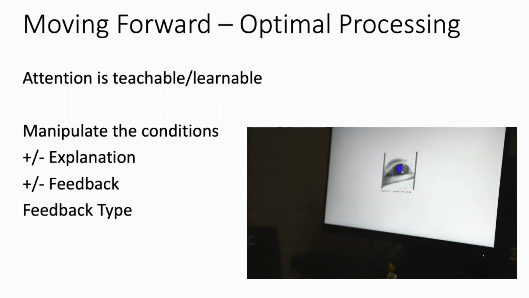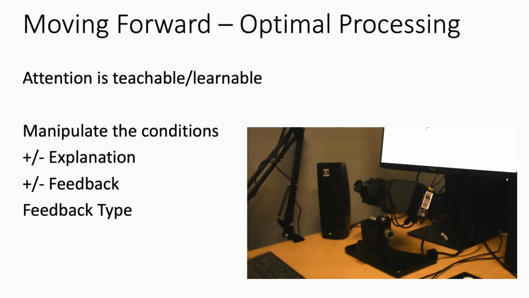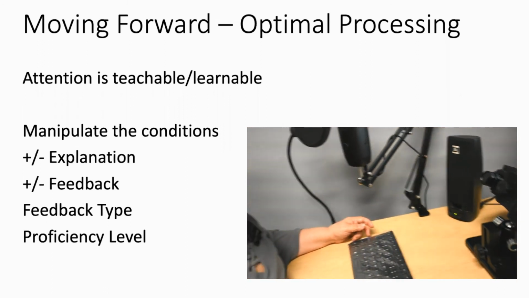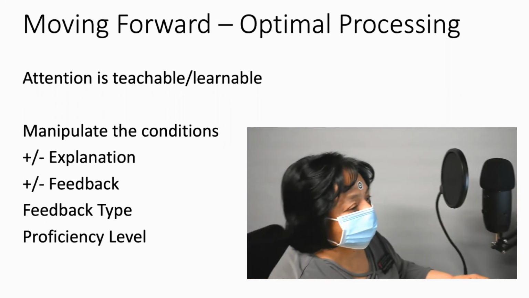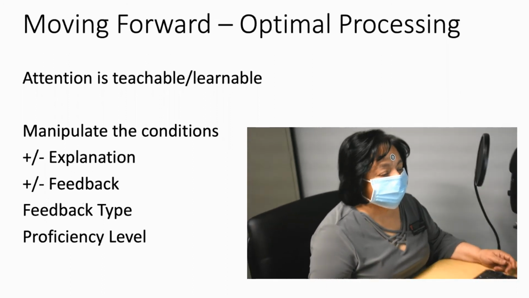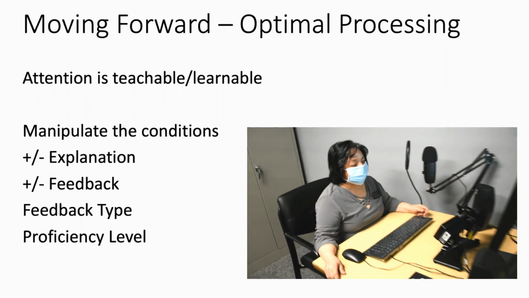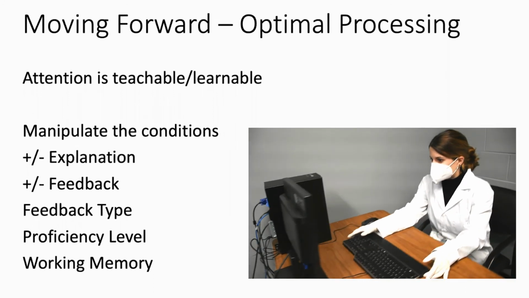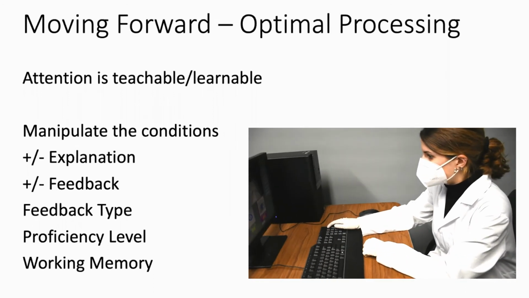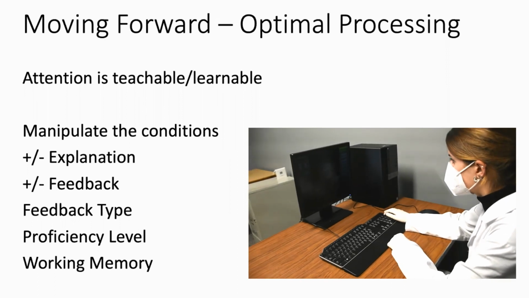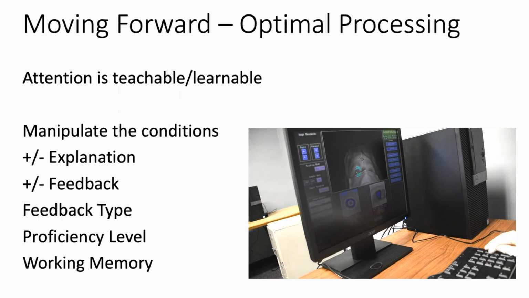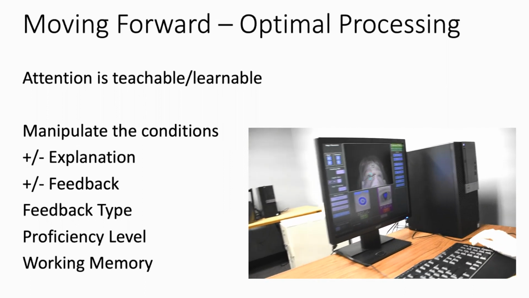We also are manipulating different types of feedback. We're also trying to determine if there's a minimum proficiency threshold level that has to be crossed first in order to get to optimal processing. And we're working with an individual difference called working memory capacity. Does a second language learner have to have a particular working memory capacity size for optimal processing to happen?